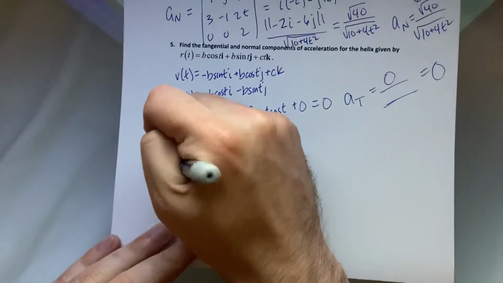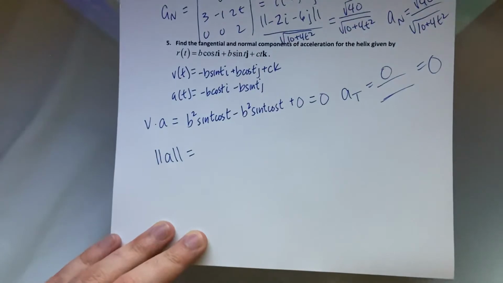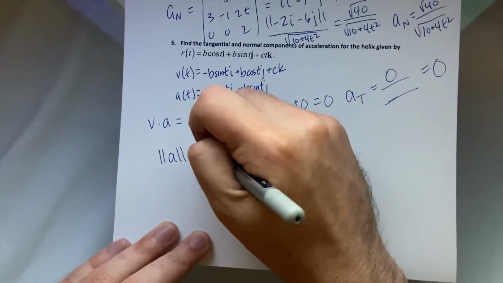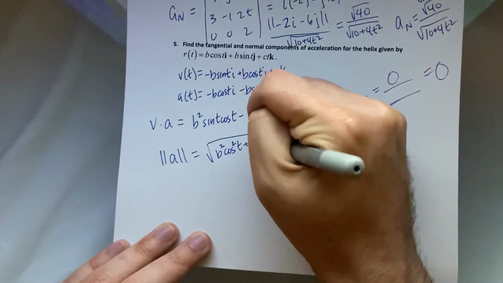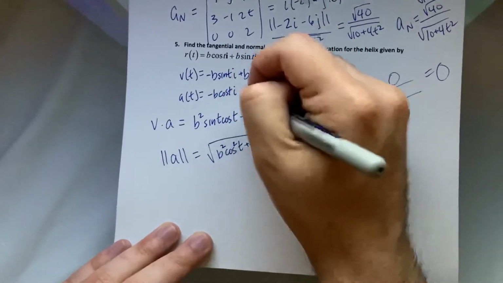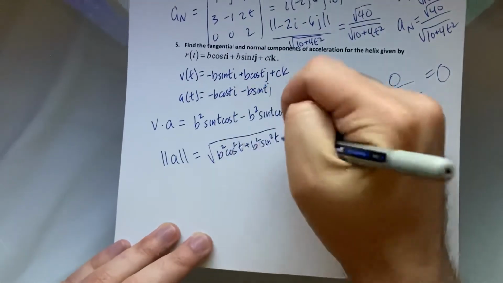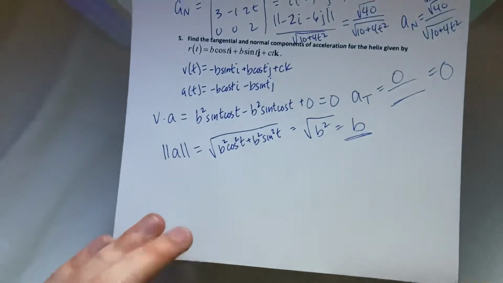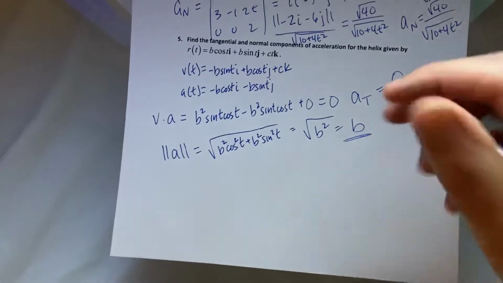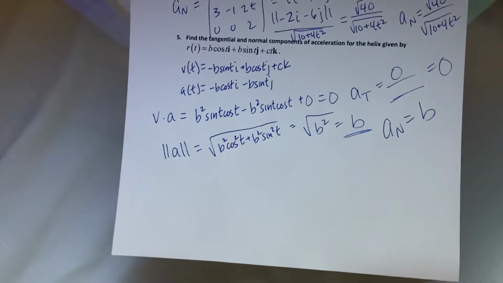So all I should have to do is take the magnitude of my acceleration function, and that should be the other one. In this case, that's the square root of b squared cosine squared t plus b squared sine squared t, by squaring both of my components for the acceleration. We know cosine squared plus sine squared is 1, so this should just be the square root of b squared, which is b. So the entire force of the acceleration is going in the normal direction in this case.